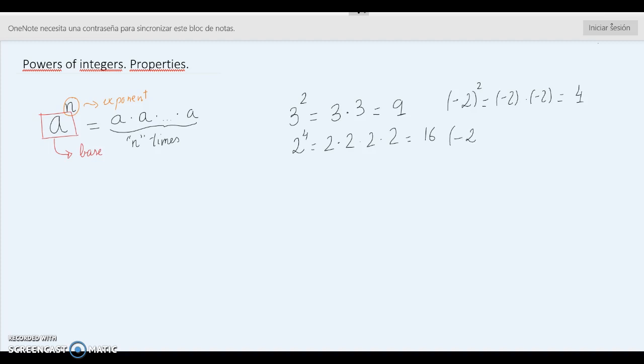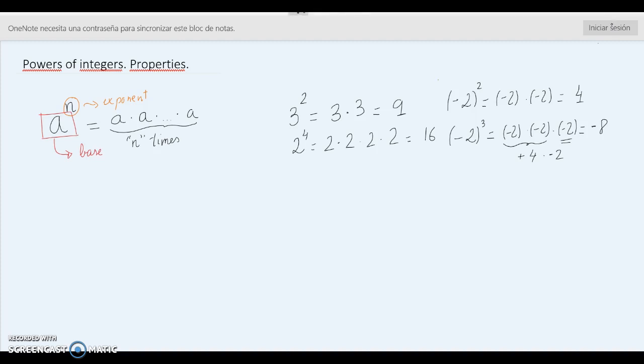Another example, minus 2 to the power of 3. This is negative 2 times negative 2 times negative 2. Okay, so to multiply this, we can start multiplying the two first numbers. Negative 2 times negative 2 is positive 4 times the remaining number, times minus 2, this is minus 8.